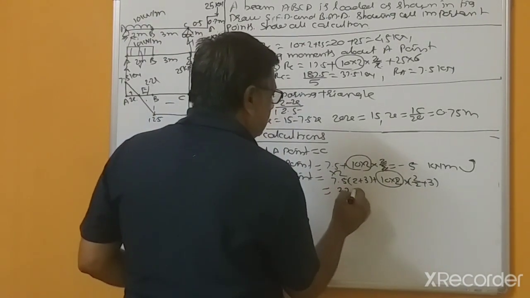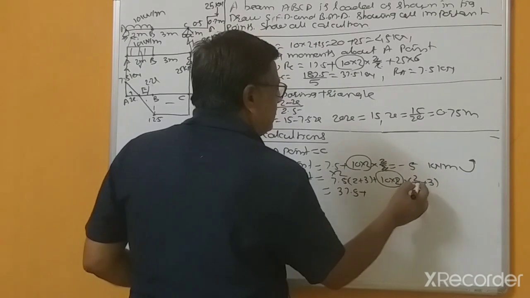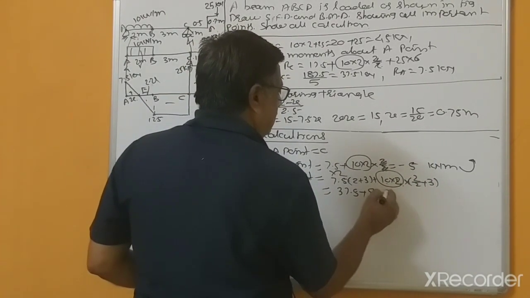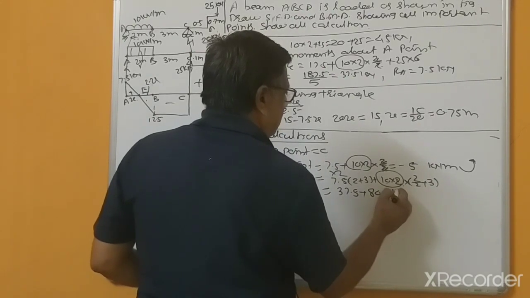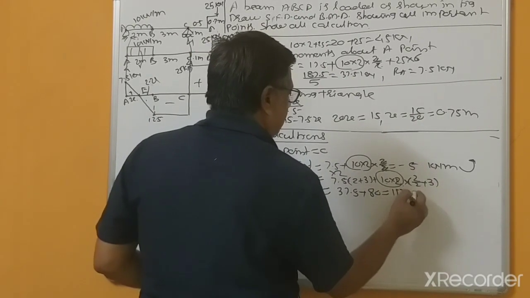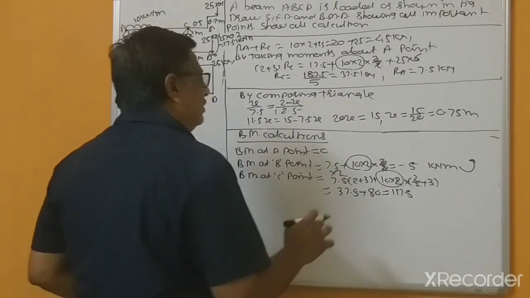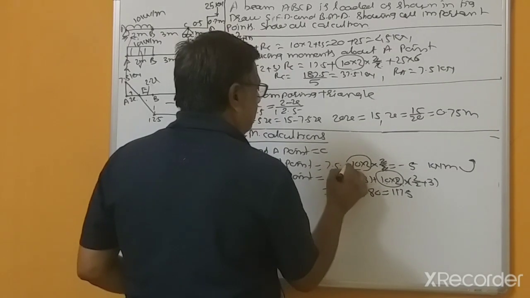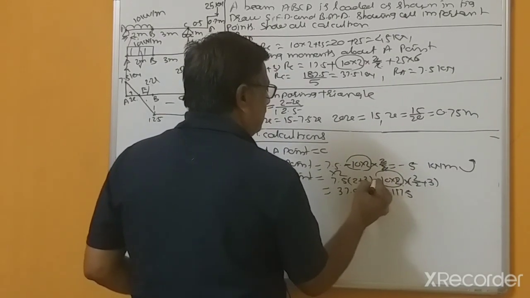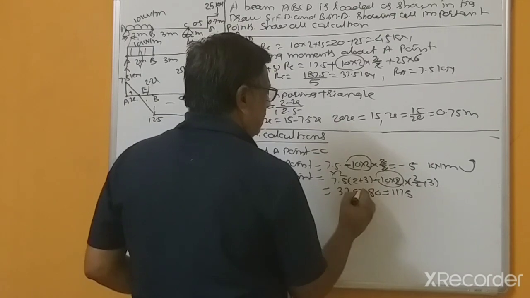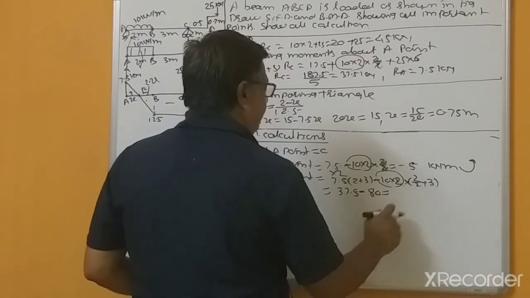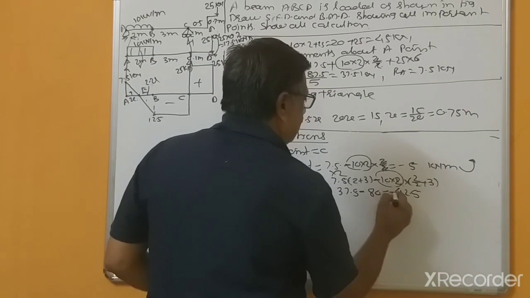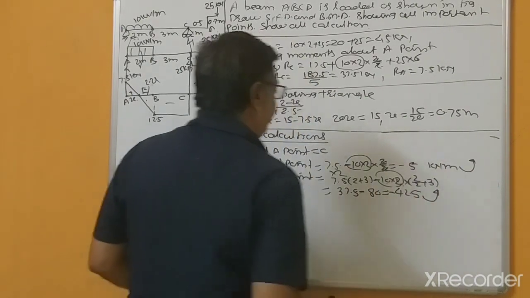37.5 plus, and this is 20 into 4, 80, 117.5, oh sorry, this is minus. Here minus, here also minus, because both are opposite. So that's why this is 42.5 minus, again this is anticlockwise.